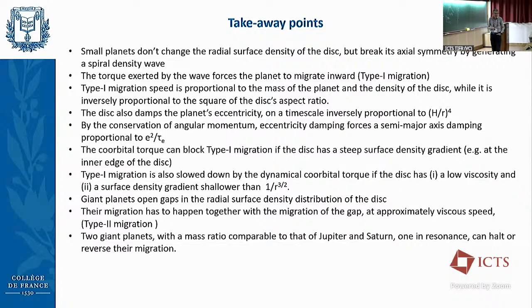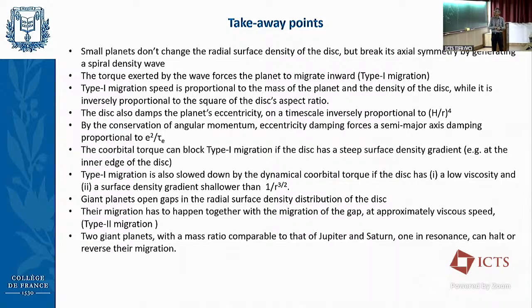So let's wrap up. It's almost the end. So a few takeaway points. Small planets don't change the radial surface density of the disk, but nevertheless break its axial symmetry by generating a spiral density wave. And the torque exerted by the wave forces the planet to migrate inward. This is the key of type 1 migration.